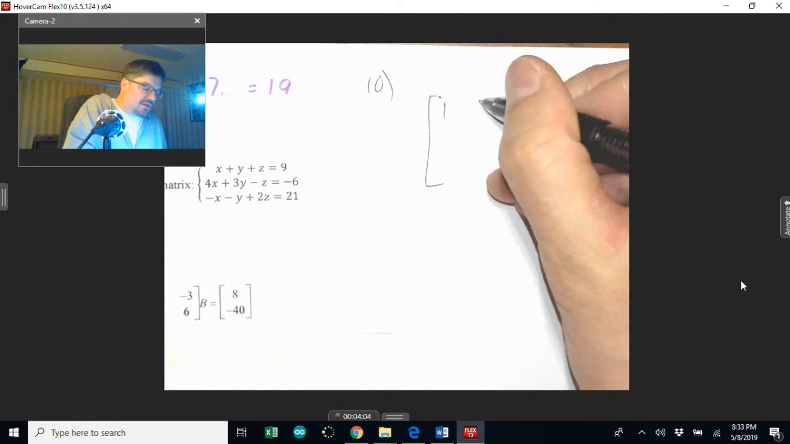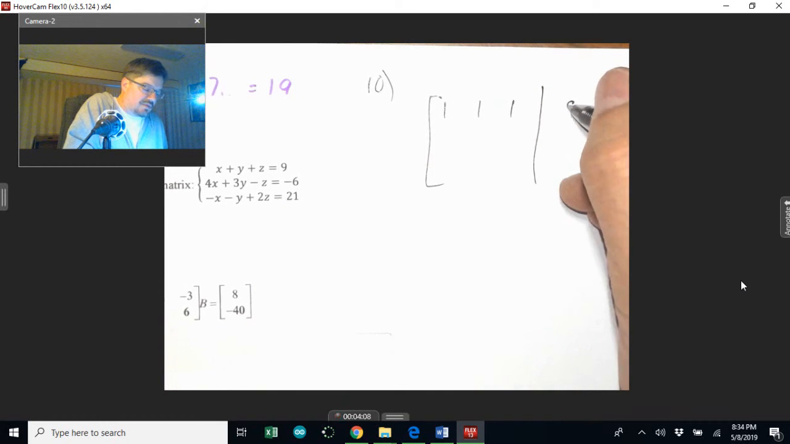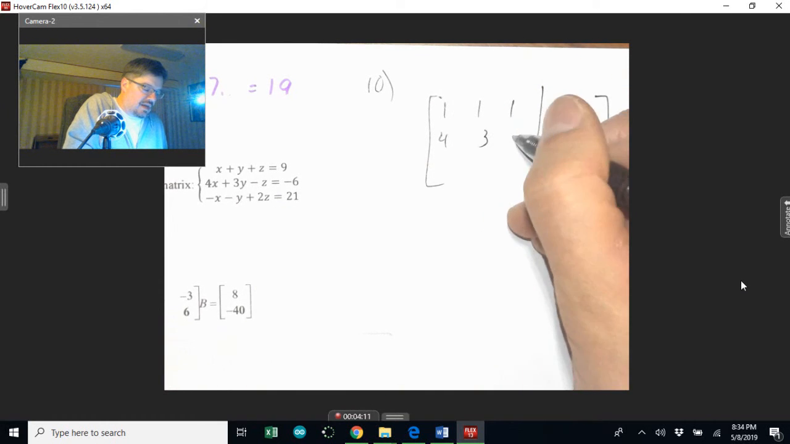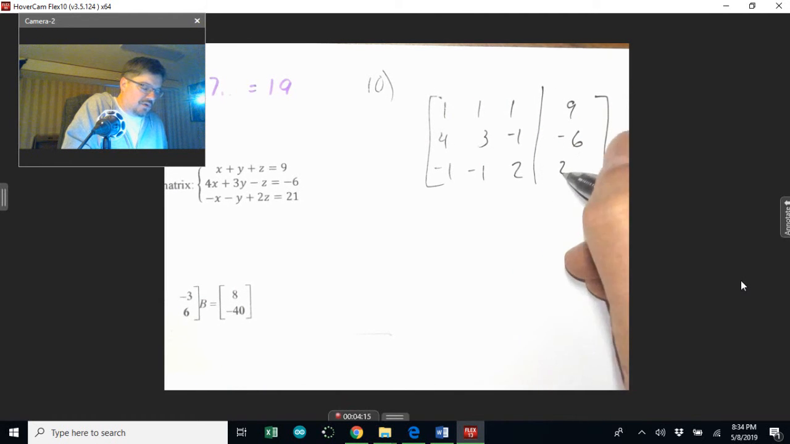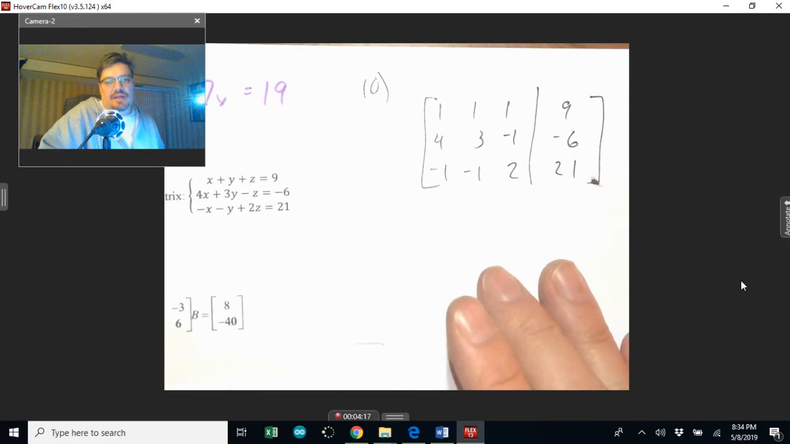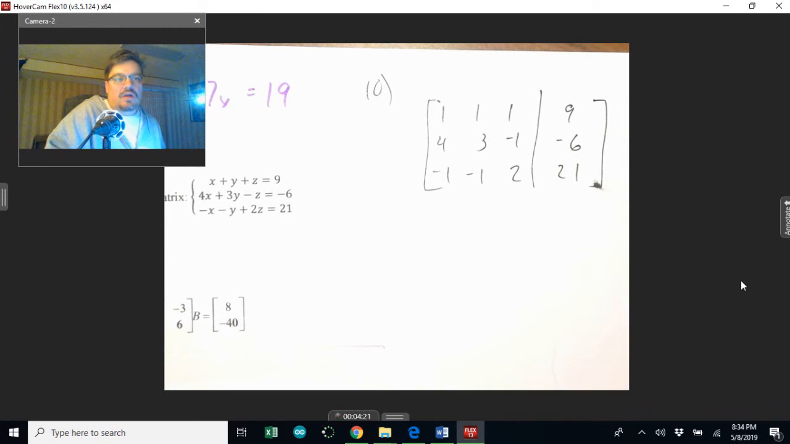So we're just going to make sure that we have x, y, z, so 1, 1, 1 equals 9, 4, 3, negative 1, negative 6, and then negative 1, negative 1, 2, 21. That's it. I'm not asking you to do anything else with that. It's really a vocab question. Can you make an augmented matrix?